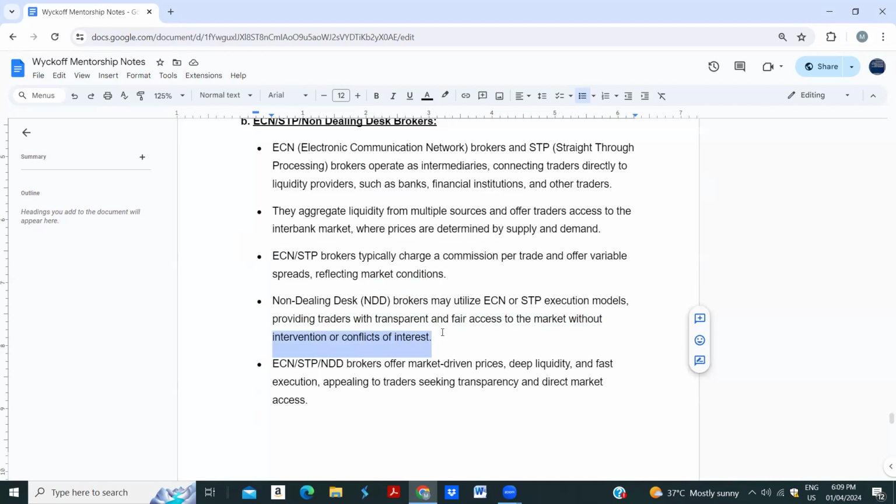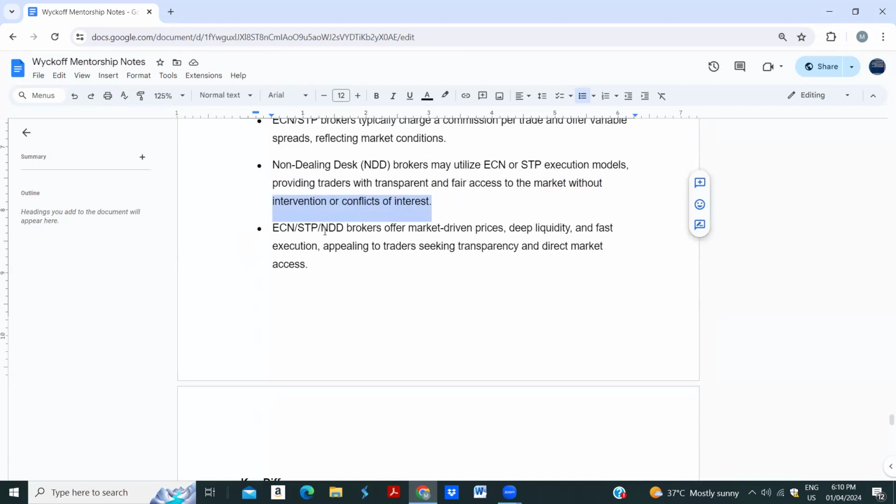So what they do, they provide traders with STP execution models, and they have very transparent pricing. They do not trade against the traders. They don't have a conflict of interest with the traders. They don't interfere with the market conditions that are posted to the traders. ECN, STP, and NDD brokers offer market-driven prices. They are offering the true market-driven prices. They offer deep liquidity and fast execution, appealing to traders seeking transparency and direct market access.